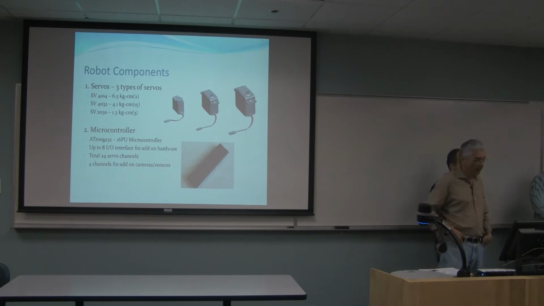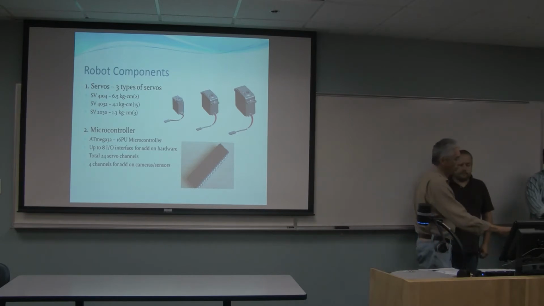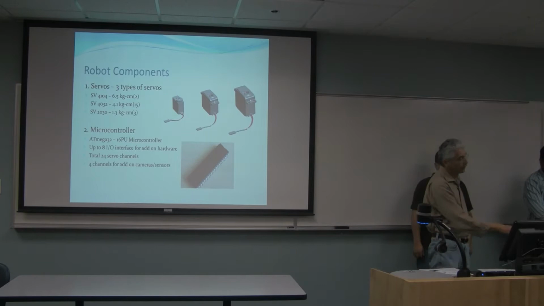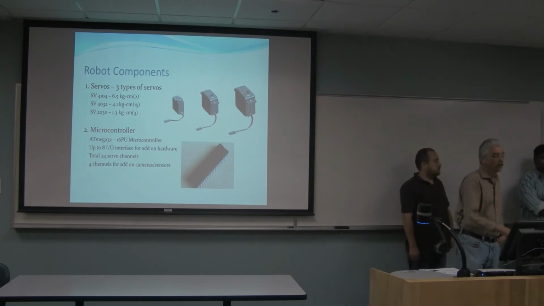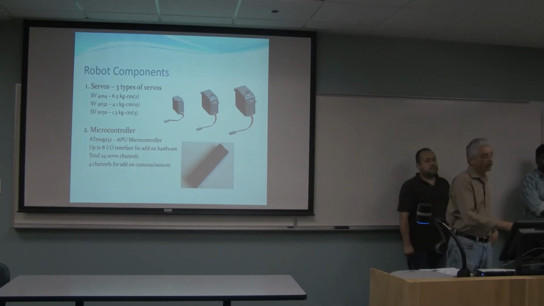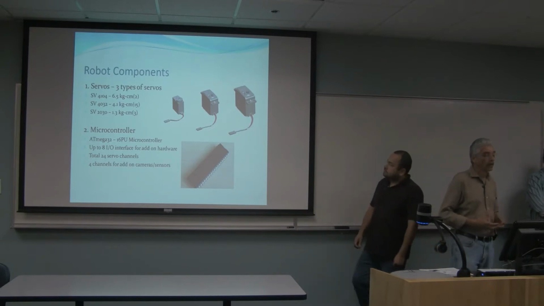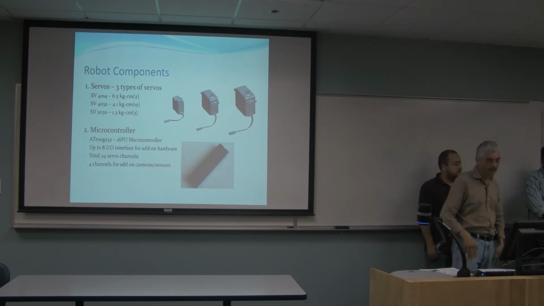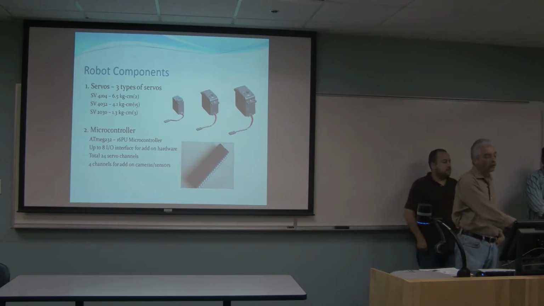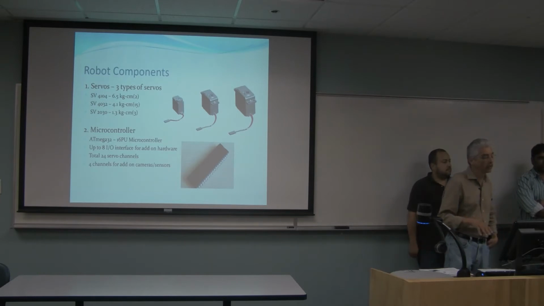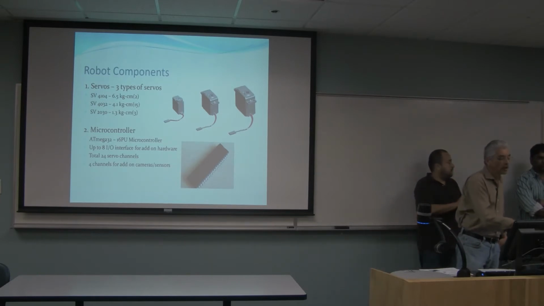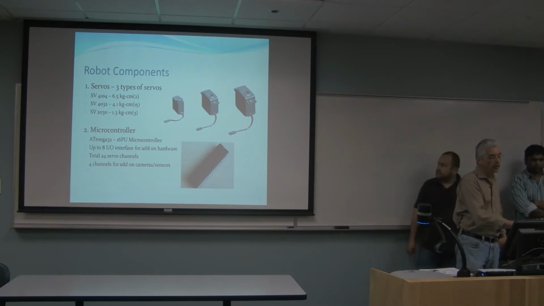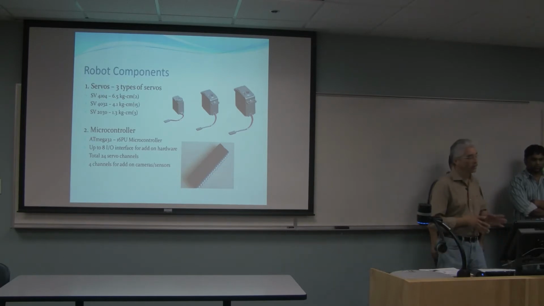The robot components: we use 3 types of servos. The 4104, the powerful servo, was used in the lower legs. The 4032, we use 15 servos of this, and the 2030, we use only 3 of these.